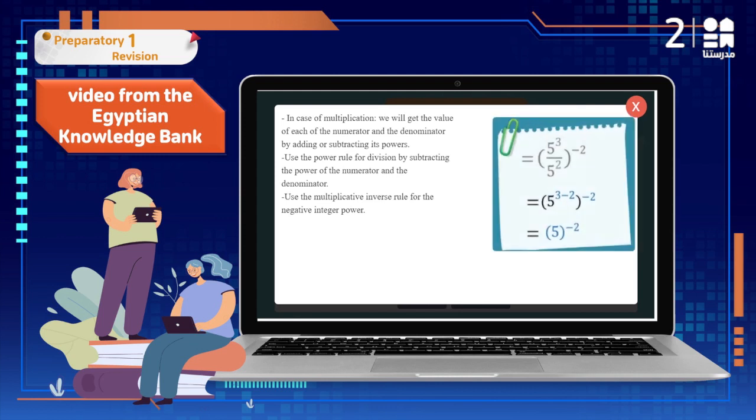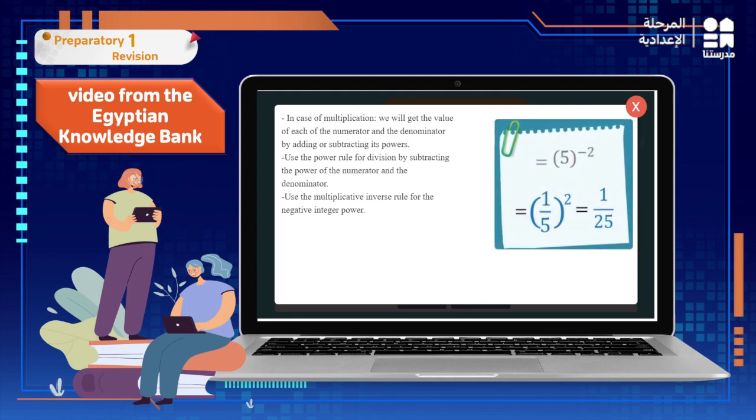By using the power rule in division, which is subtracting the power of the numerator and denominator, we get 5 to the power of 3 minus 2, all to the power negative 2. Then use the multiplicative inverse rule for the negative integer power. So we get 1 over 5 all squared, which equals 1 over 25. As for the second method, please press on the second tab.